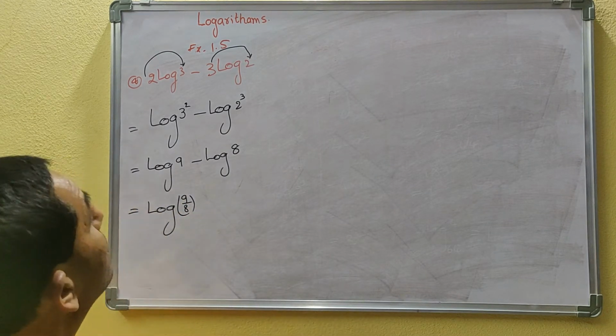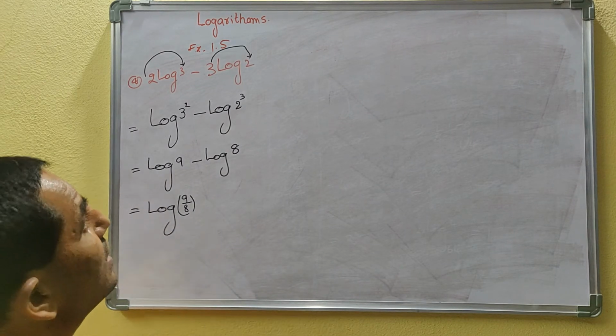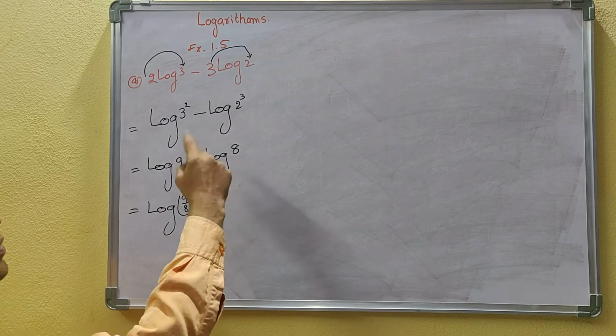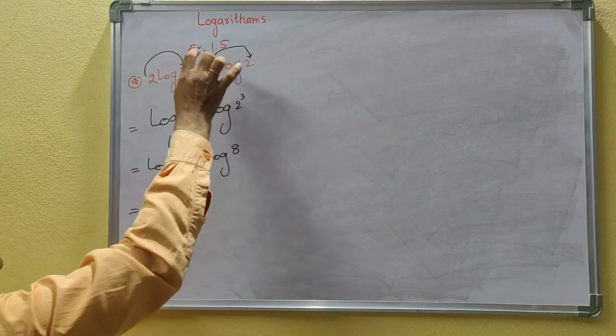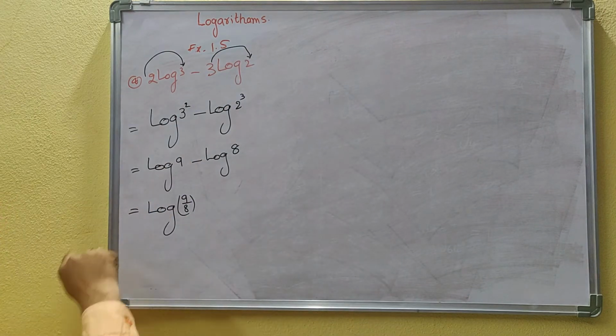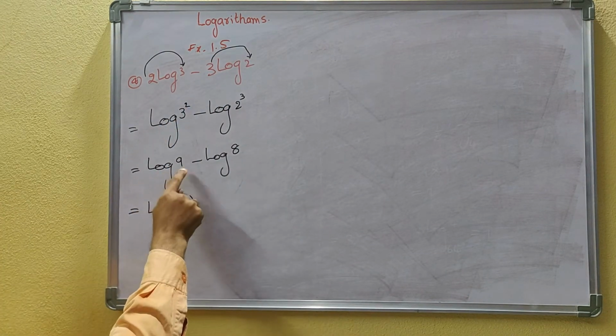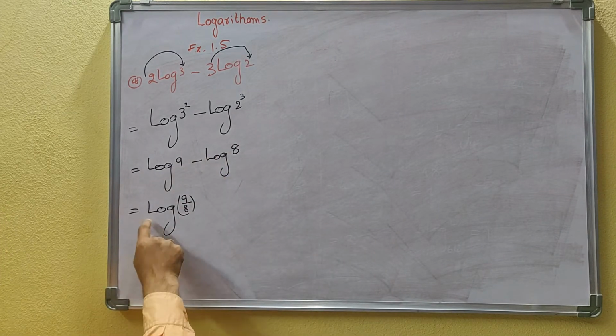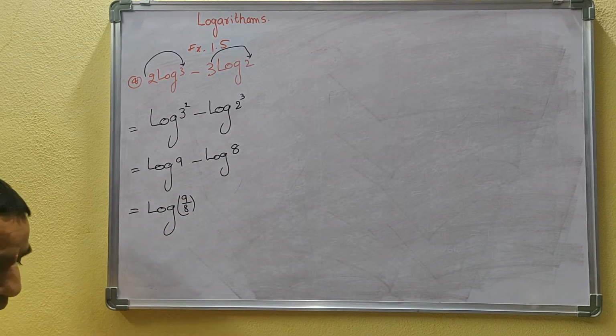Okay, now 2 log 3 minus 3 log 2 is equal to log 3 square minus log 2 cube. So the coefficient 2 comes here as an exponent, here also. So log 3 square means 9 minus log 2 cube means 8. Log a minus log b is equal to log a by b. So this is the answer.